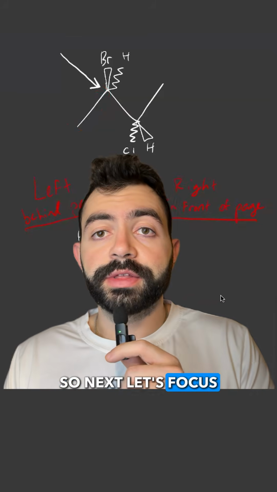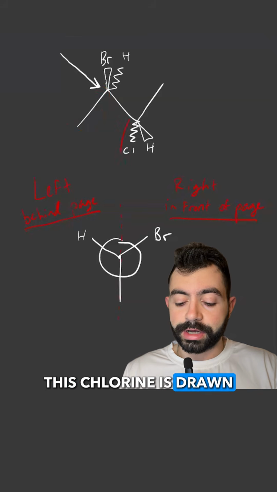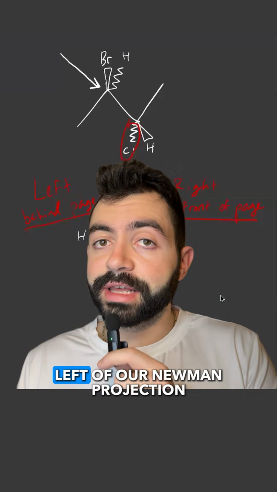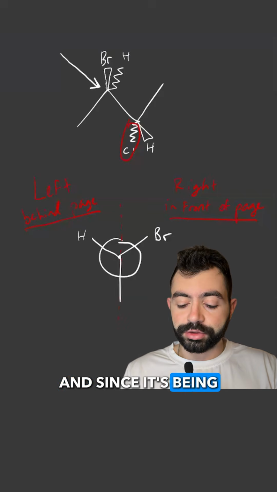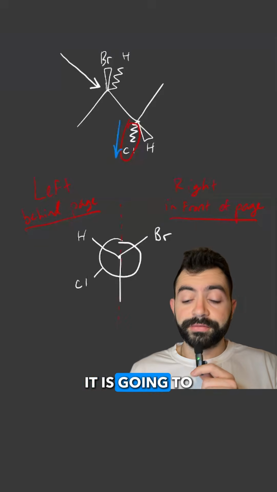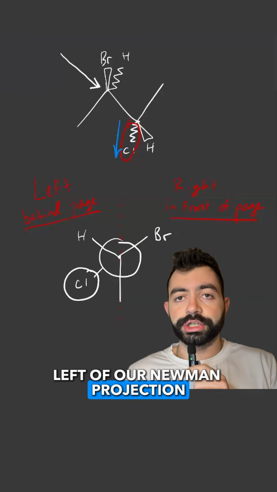So next, let's focus on the back carbon. This chlorine is drawn on a dash, which means that it's going to be on the left of our Newman projection. And since it's being drawn down this time, it is going to be found on the bottom left of our Newman projection, just like that.